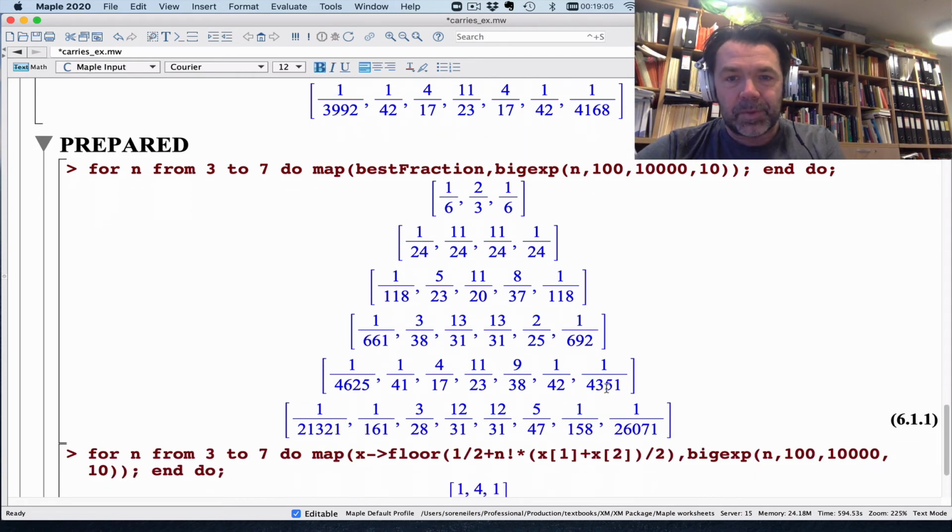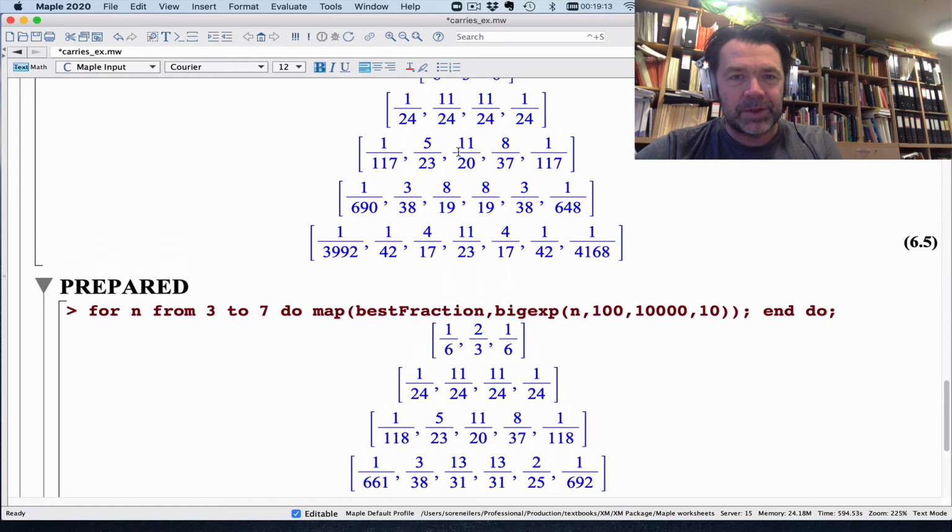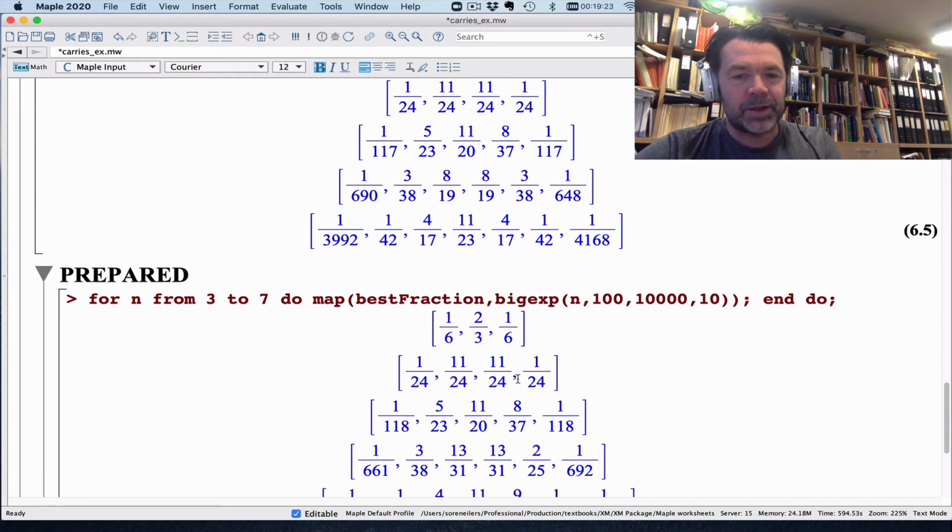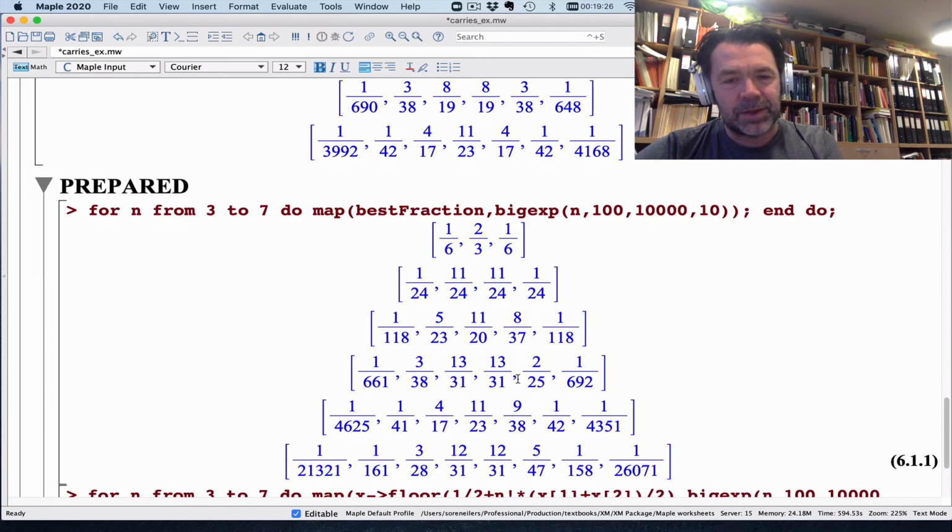So, you can see I still get fairly consistently the first entries, but already here there's 11 over 20, that's the same, and then I have 8 over 37 and 5 over 23. It's not so clear what I should believe here. And as I go further down, it degenerates somewhat into something that is a little bit hard to explain.